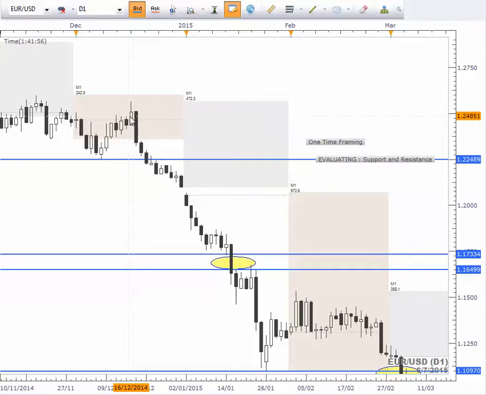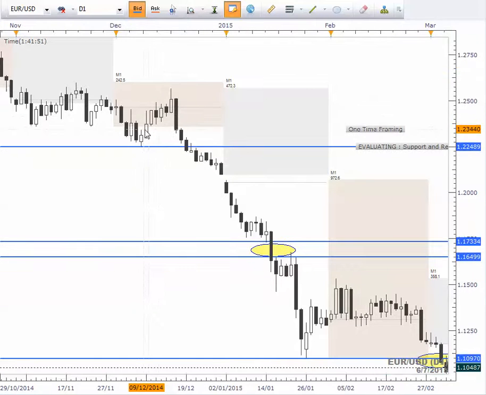And again here, we're not taking out the previous day's low. So that tells me that we're one time framing up and buying is strong.